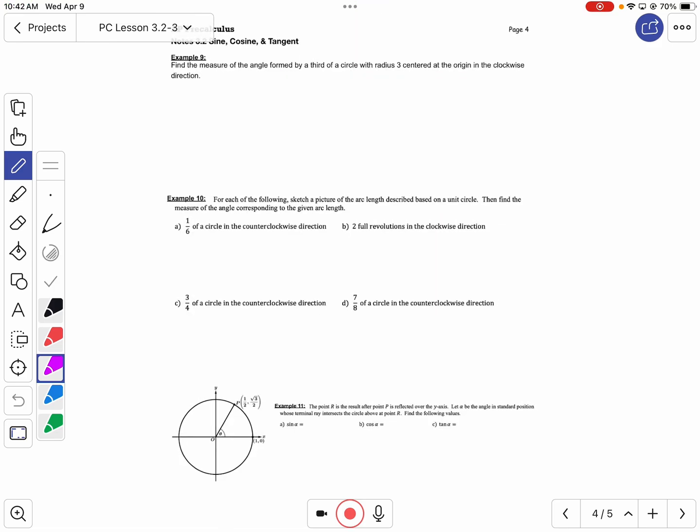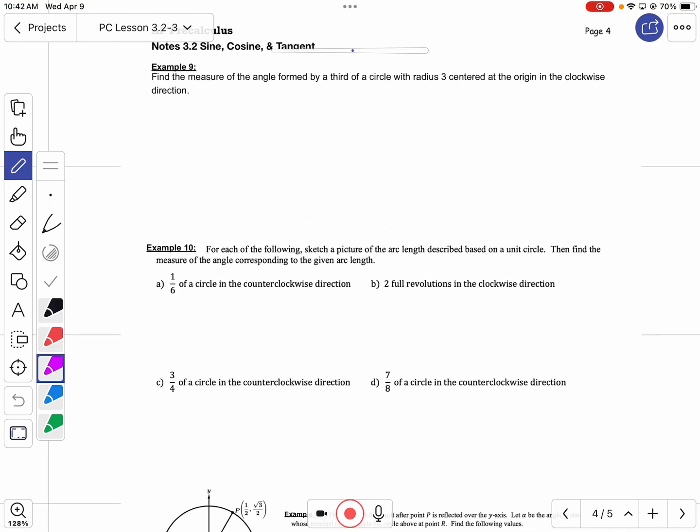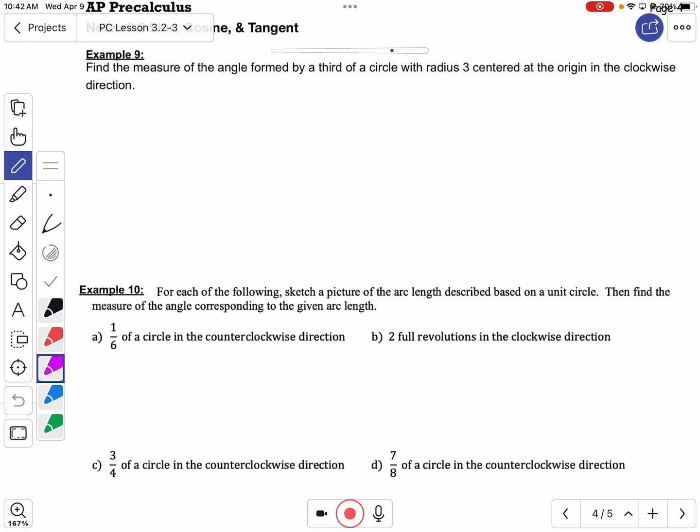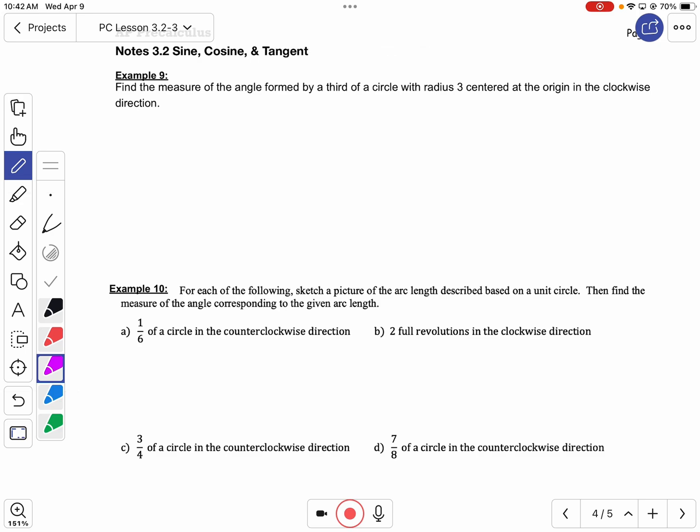All right. Let's look at all the ways that they could ask me questions. Find the measure of the angle formed by a third of a circle with a radius 3 centered at the origin, this is important, in the clockwise direction. All right, what does that mean is going to be true about my angle? It's going to be negative.